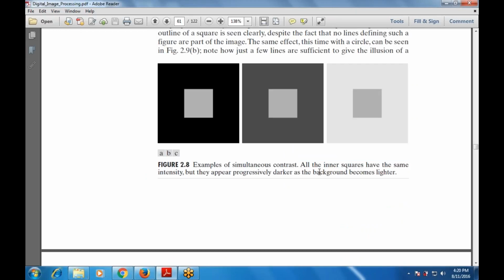All the inner circles have the same intensity, but they appear darker when the background colors become lighter. This is simultaneous, same time. The background color as well as the foreground color will be changed. You see the difference. In the first part, the background color is darker. Second part, lighter than the first one. Third part, even lighter than the first part. But when you talk about the foreground color, that is the center color in a square, the first one has a lighter color, then the next one is darker, and the next is darker than the two images. This is one of the examples of simultaneous contrast.